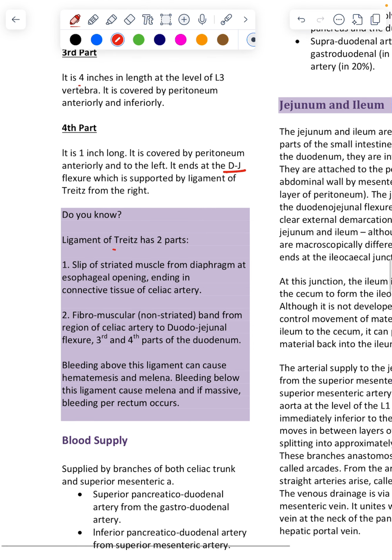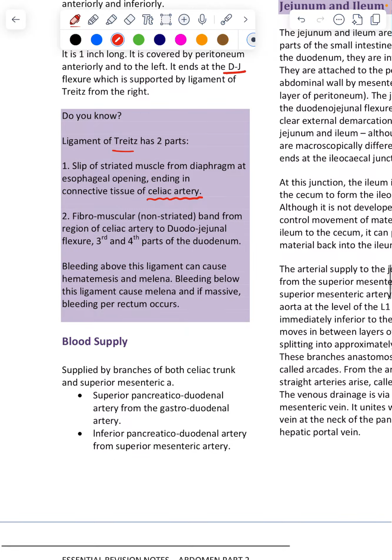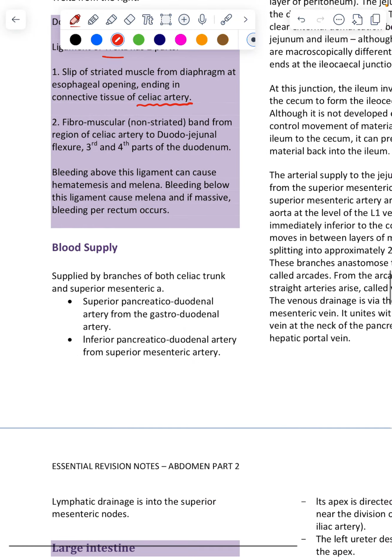The ligament of Treitz has two parts: a slip of striated muscle from the diaphragm at the esophageal opening, ending in the connective tissue of the celiac artery, and a fibromuscular band from the region of the celiac artery to the duodenal flexure, the third and fourth parts of the duodenum. Bleeding above the ligament can cause hematemesis and melena. Bleeding below the ligament can cause melena, or bleeding per rectum if massive.